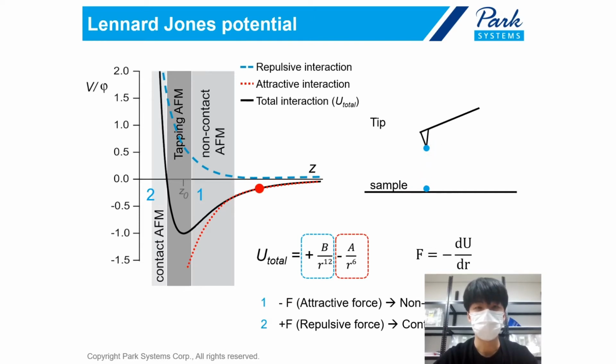So when the tip is so far from the surface, there are no big interactions. But when the tip gets closer to the surface, it feels the attractive force. Of course, the repulsive force is there at every distance as the attractive force is, but in that distant region, the attractive force is bigger than the repulsive force. So we use this region for non-contact mode.